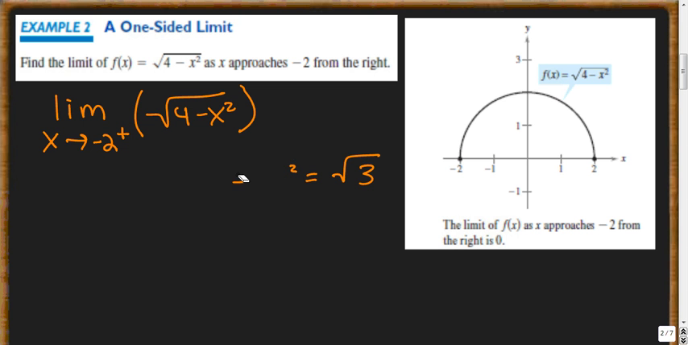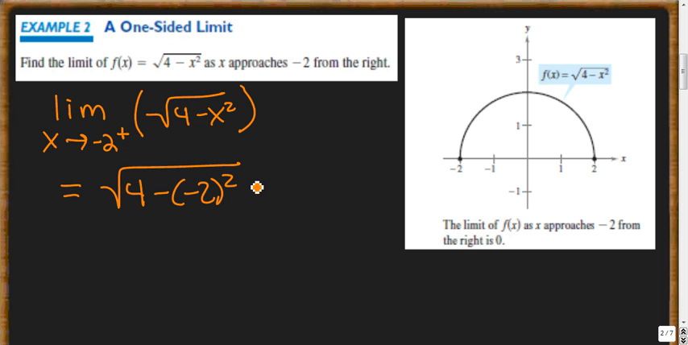So the limit as I approach from the left side is going to be, I can just plug in negative 2. I can just do that because it exists there. So this is going to equal the square root of 4 minus negative 2 squared, which is the square root of 4 minus 4, which is 0. So this left side limit does exist, and it is 0. Now there is no limit from the left.